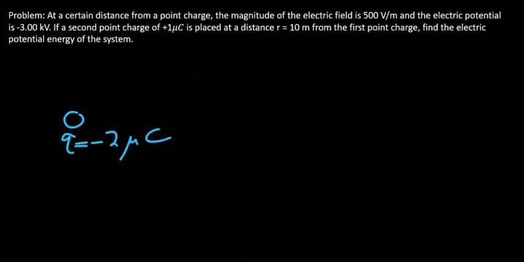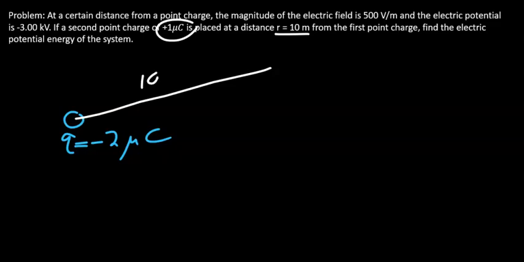Having found the strength of the first point charge, we can proceed to determine the electric potential energy of a system that consists of another charge, namely positive 1 microcoulomb at a distance 10 meters from the first charge. So if, let's say, at a distance 10 cm from the first charge, you have a second charge with a strength of plus 1 microcoulomb, what is the electric potential energy of the system?